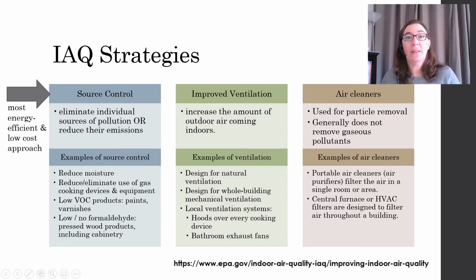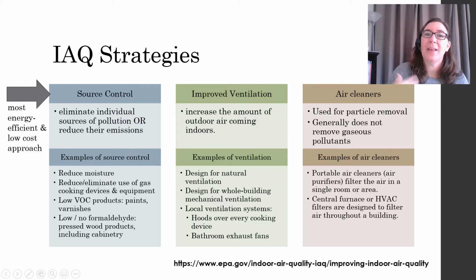All of the indoor air quality strategies you just saw on the last page are going to fit under 3 general categories or headings, all right? And those are source control, improved ventilation, and air cleaners. Let's take a look, starting with the source control. And what this means is that all of these strategies will eliminate the sources of indoor air pollution, or at the very least, reduce how much is emitted.